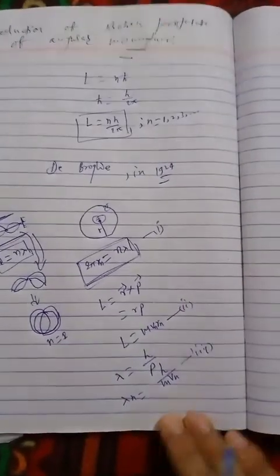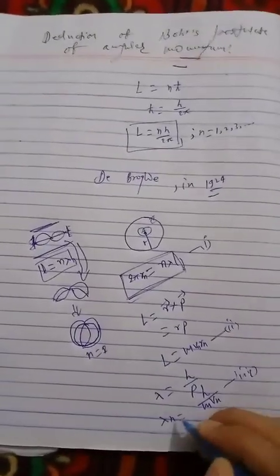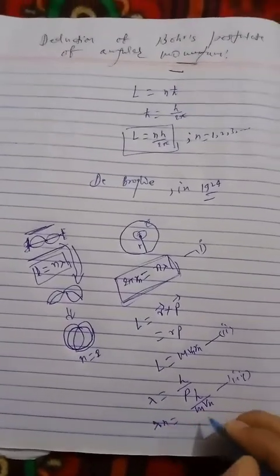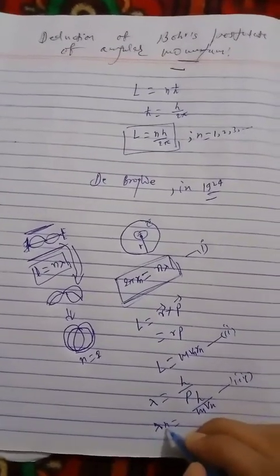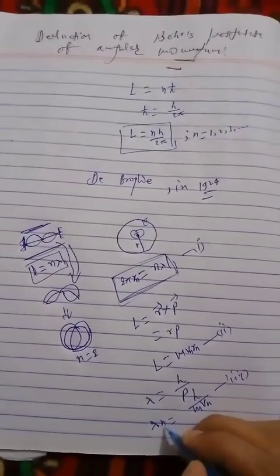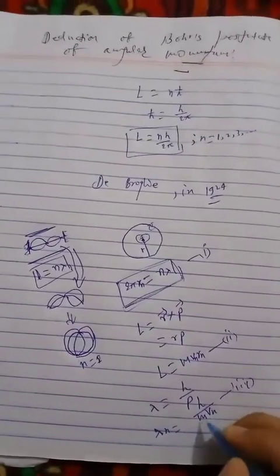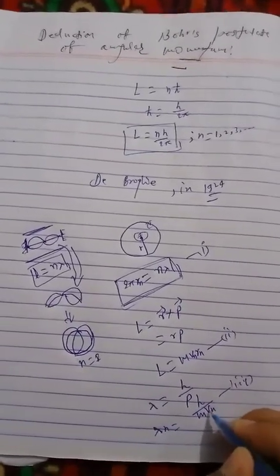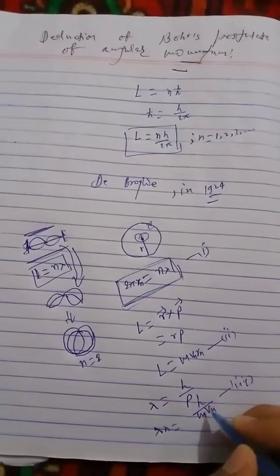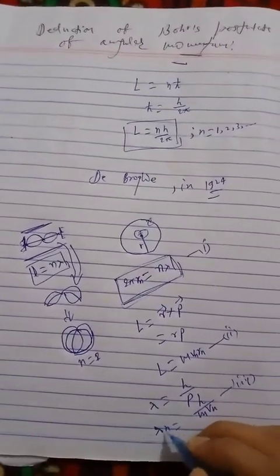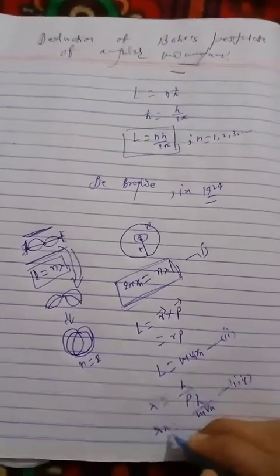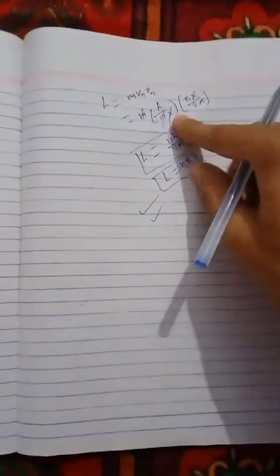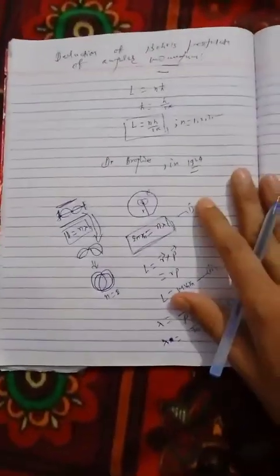Look here, I had written lambda n is equal to h upon m vn. You can eliminate this n, there is no need to write the subscript n, because if you take the velocity in the nth orbit, it will give you the wavelength, not the number of wavelengths, so you don't need to write this n subscript. That's why I used it without the subscript here. I hope you understood it.